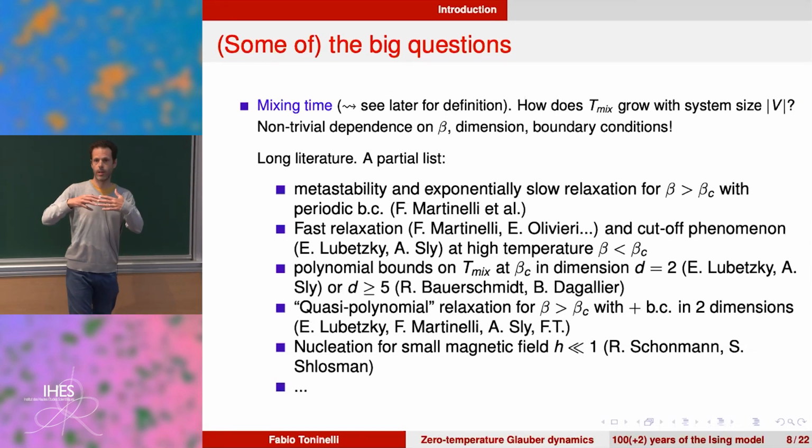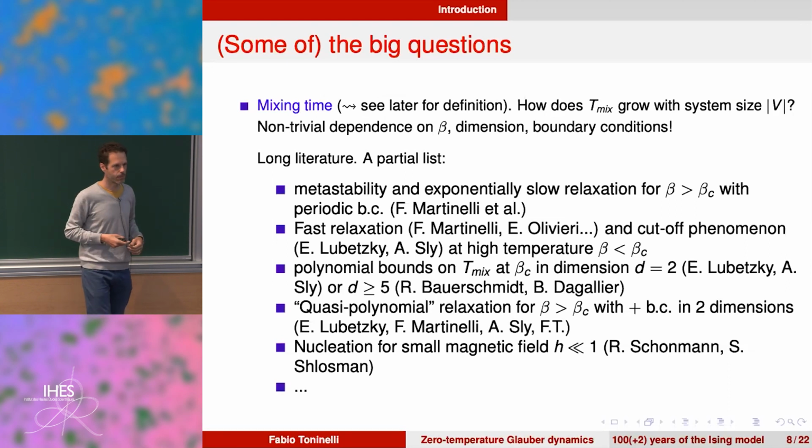First of all, if you look at your system at low temperature with periodic boundary conditions, then what you expect is that if you start, say, from the plus phase, it will take a long time before the system equilibrates because the system is symmetric between plus and minus. In order to make a transition to the minus phase, it has to overcome some energy barrier that is costly.